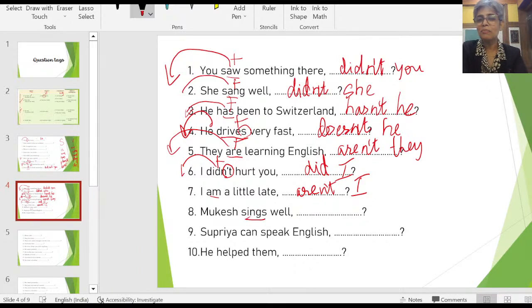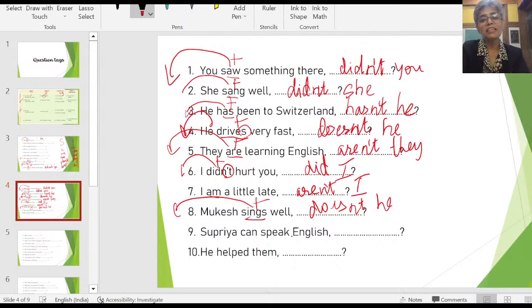Sings is the simple present tense. We don't have had, no ing. So what will you use over here? If you got does, you are absolutely correct. So we will use does, and this is a positive, so we will make it into a negative. Doesn't. Mukesh is a boy, so we will say doesn't he.